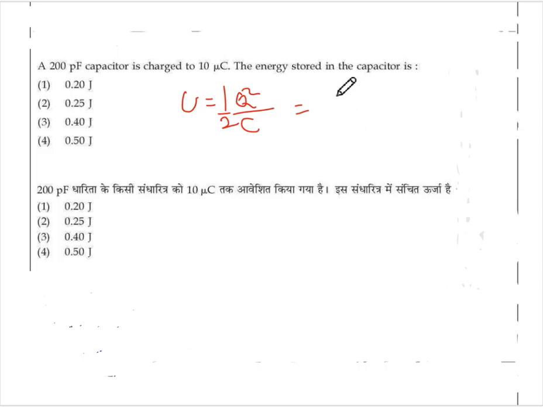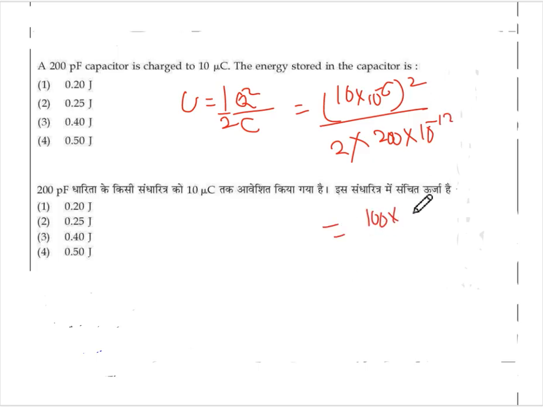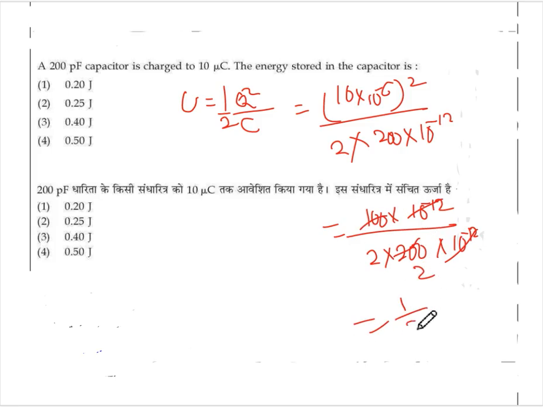Q will become 10 into 10 to the power minus 6, whole square. C will become 2 picofarad, which is 2 into 10 to the power minus 12. So the top value will be 100 into 10 to the power minus 12, divided by 2 into 2 into 10 to the power minus 12. This part will cancel out, and it will become 100 by 4, which is 0.025 joule, which is option 2.